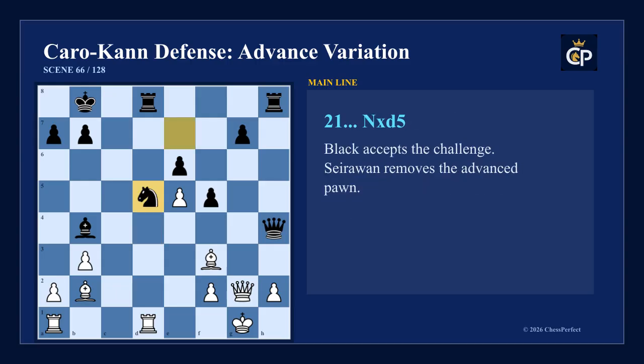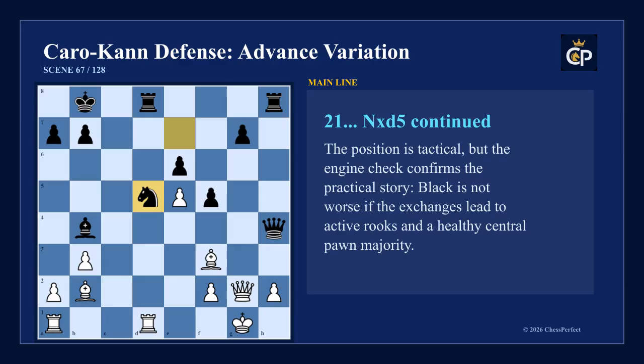Knight takes d5. Black accepts the challenge. Seirawan removes the advanced pawn. The position is tactical, but the engine check confirms the practical story. Black is not worse if the exchanges lead to active rooks and a healthy central pawn majority.